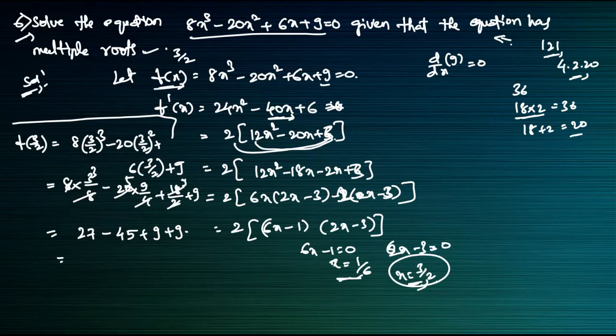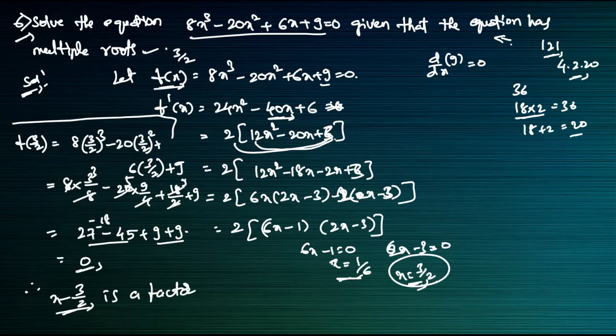So 8, 1, 15 come minus 15, this is 9, 9, 18. It will become total is equal to minus 18 will come. Minus 18 and plus 18, it will become equal to 0 here. So therefore 3 by 2, x minus 3 by 2 is a factor of the given equation.